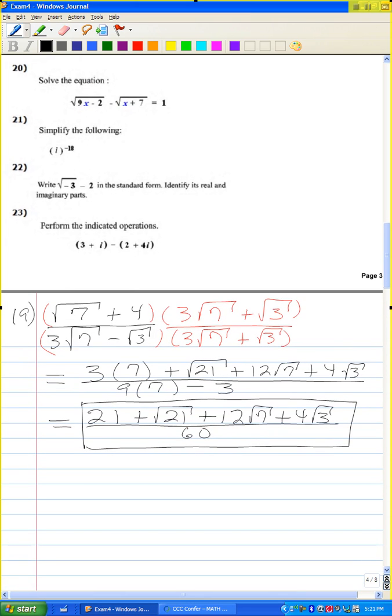20, I think I also don't have enough space to do 20 either. So let me do problem number 20.